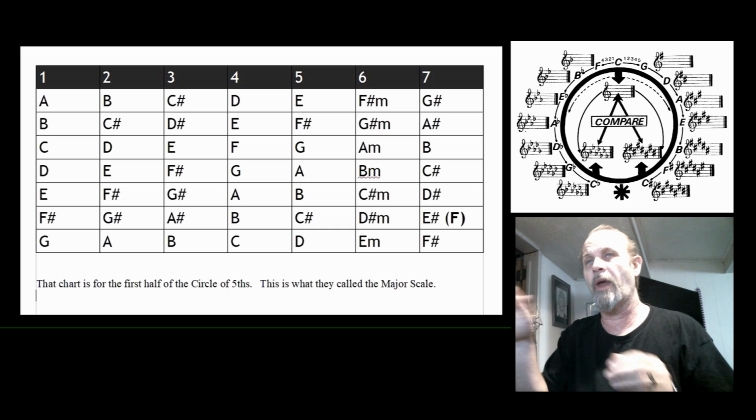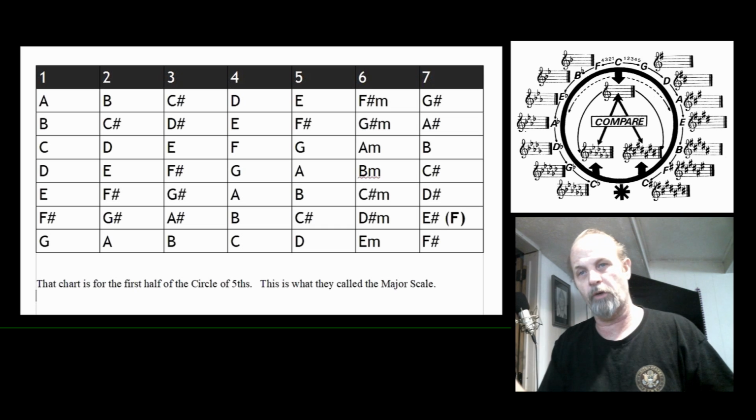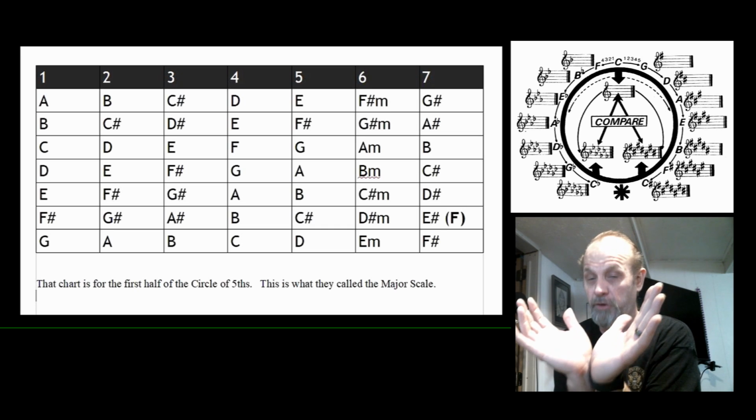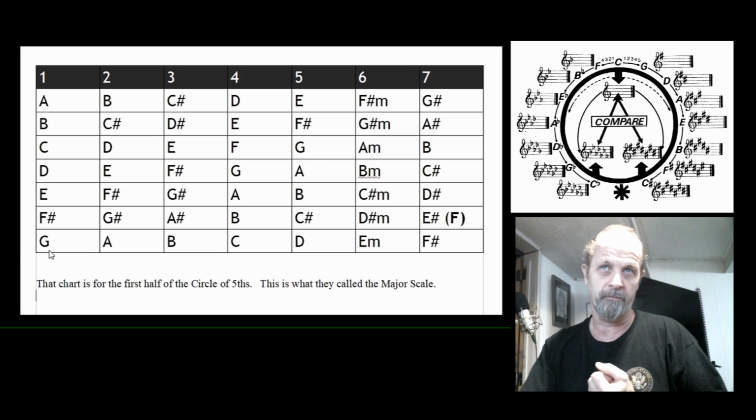Now, we do all that with just the letters first. A, B, C, D, E, F, G, A, B, C, D, E, F, G, A, B, C, okay? Go all the way across, and you'll get your foundation chart right there. Now let's look at how this chart's designed.